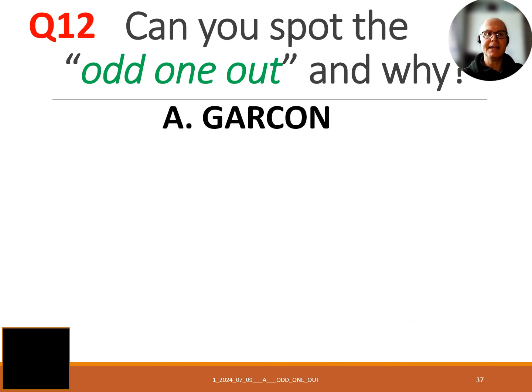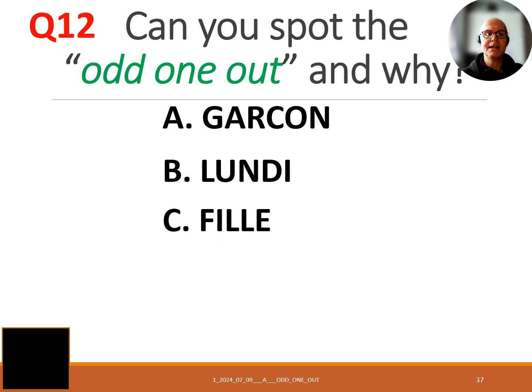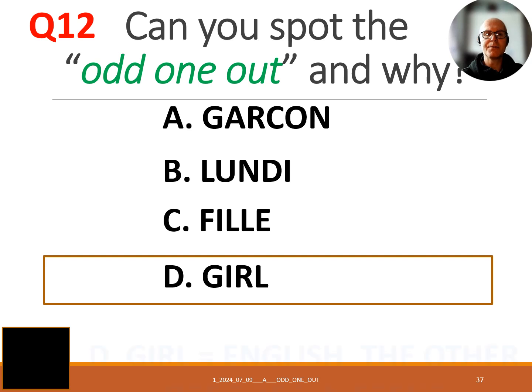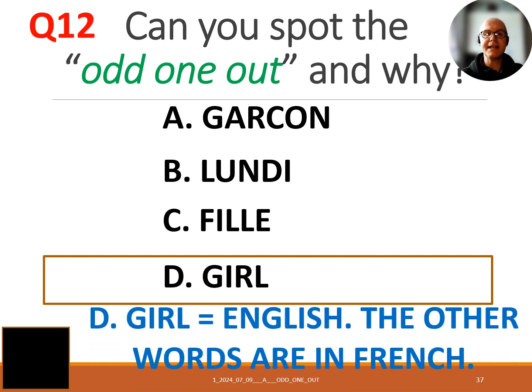Question 12. A, garçon, B, lundi, C, fille, and D, girl. Tricky one this. Did you get it right? So it is girl. The reason is because girl is in English and the other three words are French. Garçon means boy in French. Lundi means Monday in French. And fille means girl in French.